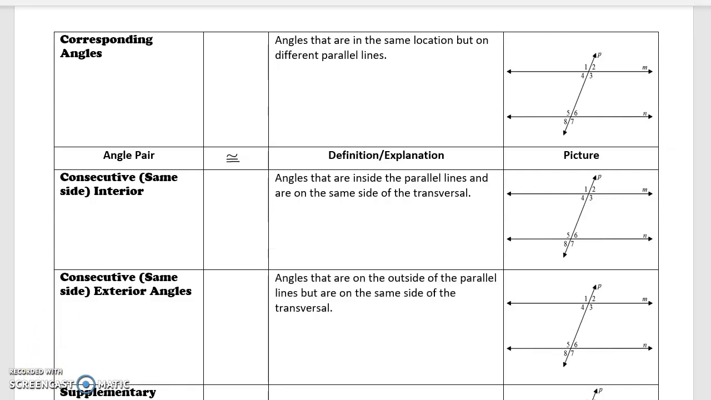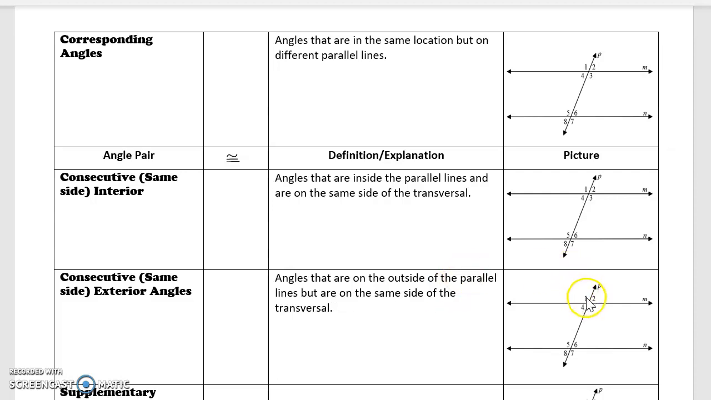All right, so consecutive same side exterior angles are angles that are outside of the parallel lines but are on the same side of the transversal. Very similar to consecutive same side interior angles, angles that are inside the parallel lines and on the same side of the transversal. Consecutive exterior angles are angles that are outside the parallel lines but are also on the same side of the transversal.